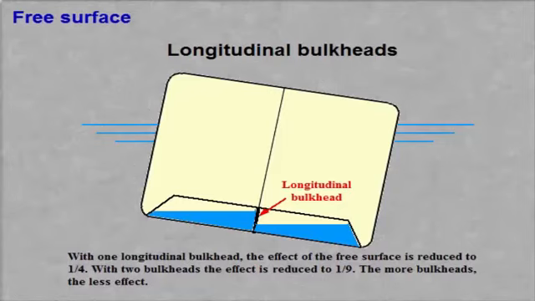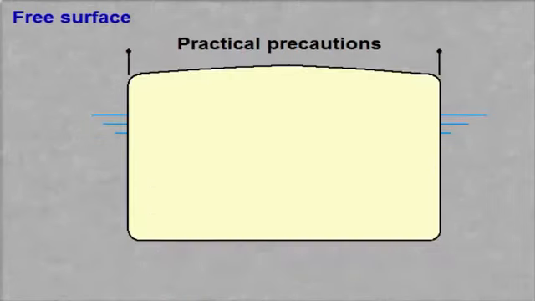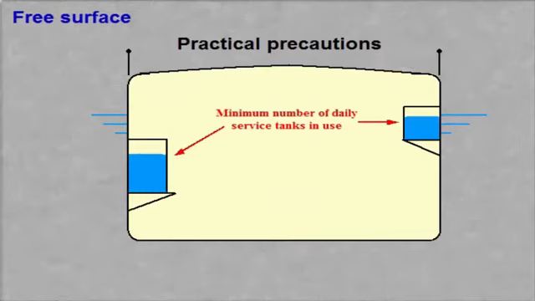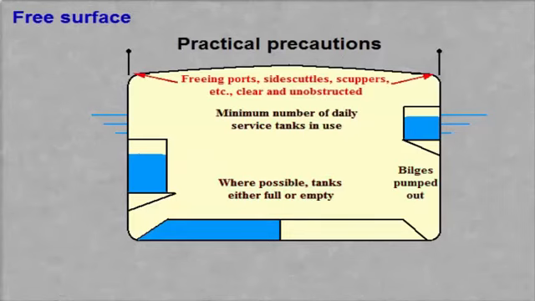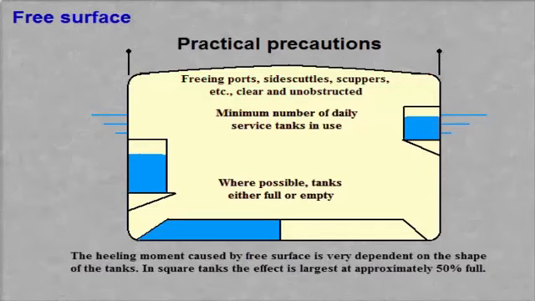Practical precautions in order to reduce the effect of free surface: minimum number of daily service tanks in use, where possible tanks either full or empty, bilges pumped out, freeing ports, side scuttles, scuppers, etc., clear and unobstructed. The heeling moment caused by free surface is very dependent on the shape of the tanks. In square tanks, the effect is largest at approximately 50% full.